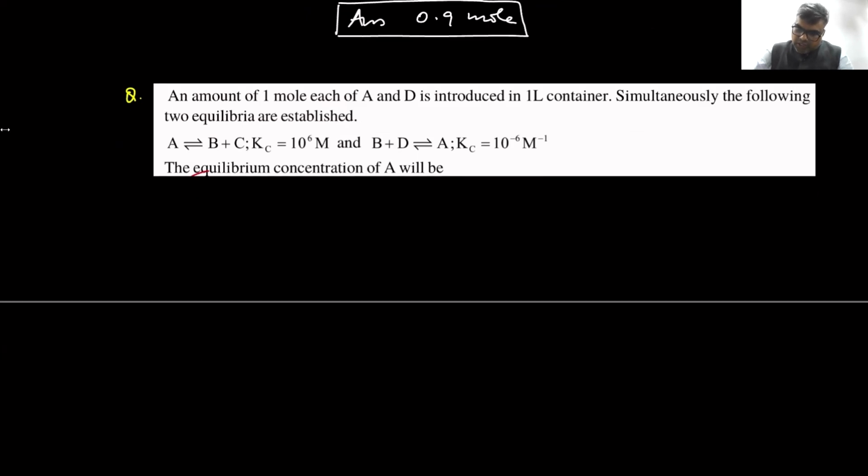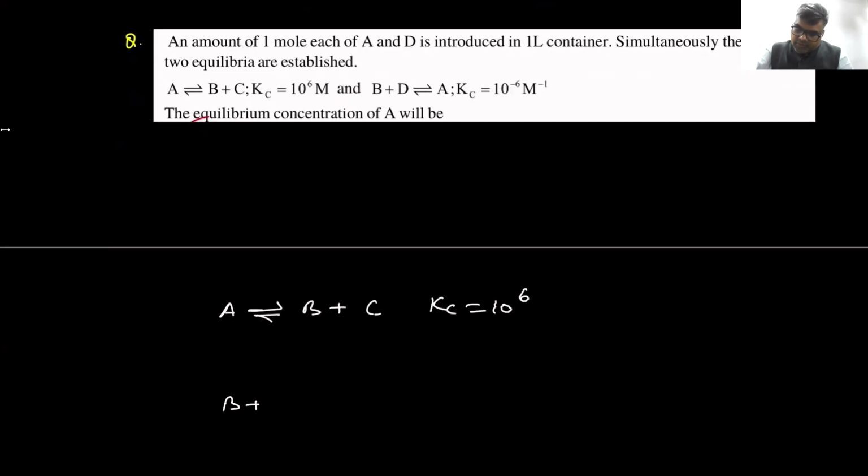So if I put both the equilibriums together, first it will become A gives B plus C, and its equilibrium constant is 10 to the power 6. The second equation is B plus D gives A. You can notice in the first equation A is a reactant and in the second equation A is a product. And Kc is given to you as 10 to the power minus 6.